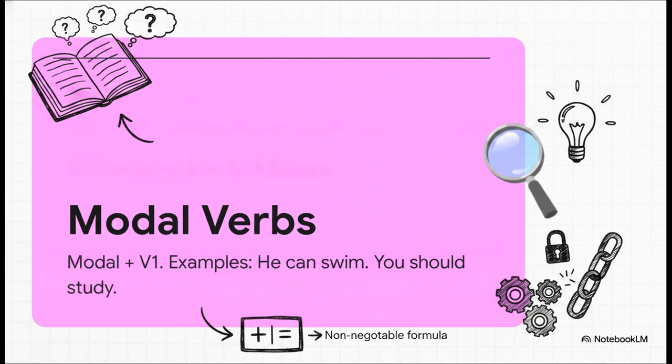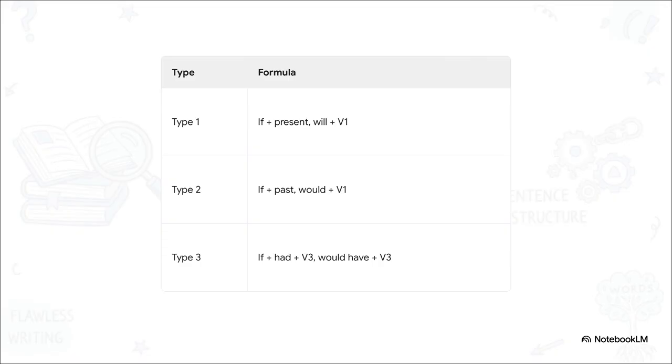It is always, always modal plus V1. That's a totally non-negotiable formula. And that perfectly tees us up for what I like to call the conditional multiverse, Rule 11. Conditionals are essentially your grammatical what-if scenarios. Notice how simply shifting the tense completely changes the reality you're describing?